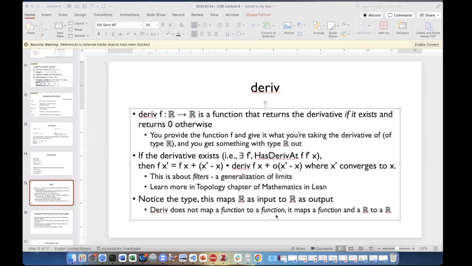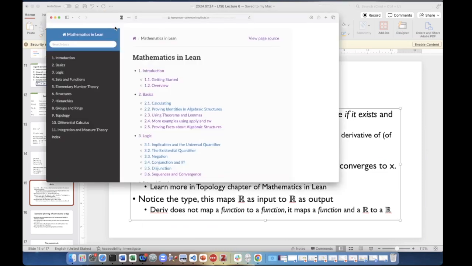And as you get into working with these things, it can be helpful to spend a lot of time looking carefully at all the types of different things that we set up, because this is how deriv is specified. Okay, well, so I was talking about mathematics and Lean. Let me give just a little more context.